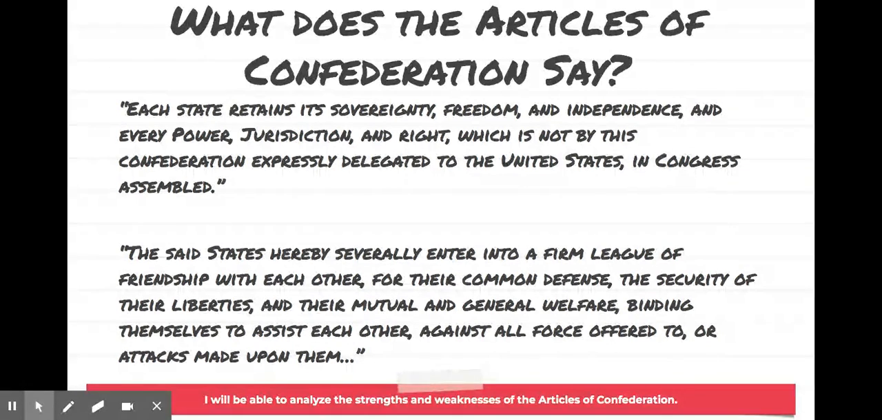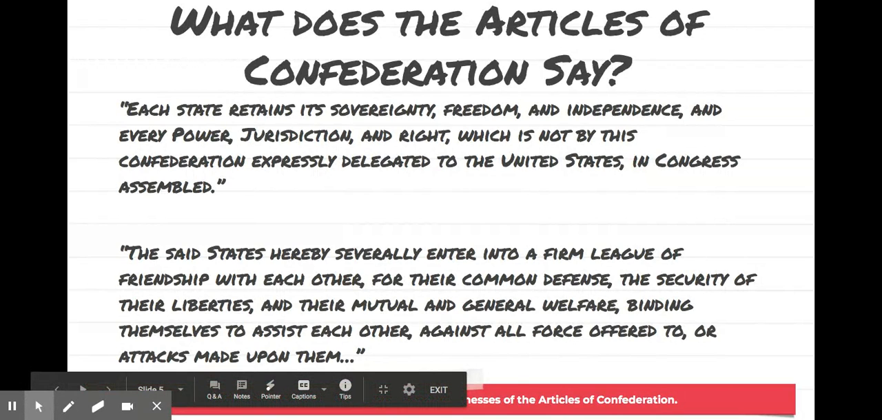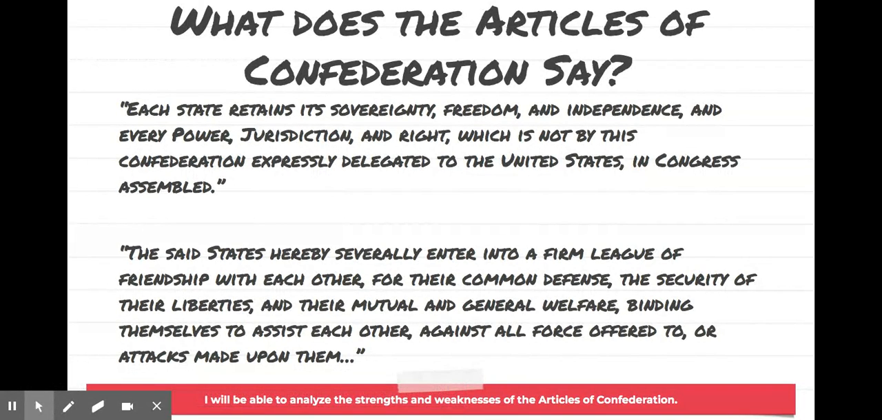They help each other, it says here, for their common defense, to secure their liberties, and for their general welfare, just generally how they're doing. So they're going to assist each other, but essentially they're their own independent country, really. I mean, they're their own state, but it's like they're their own country.